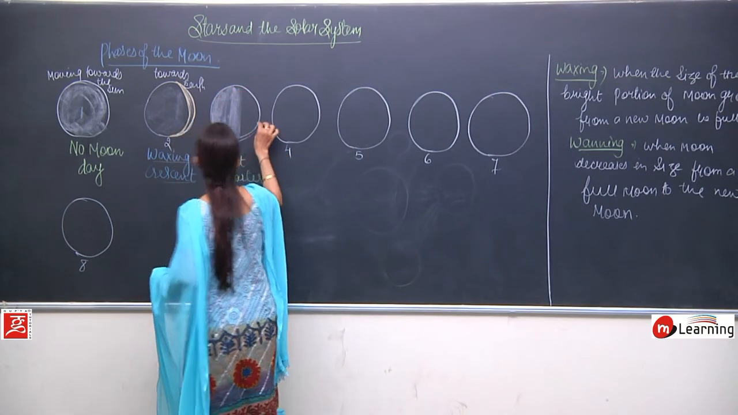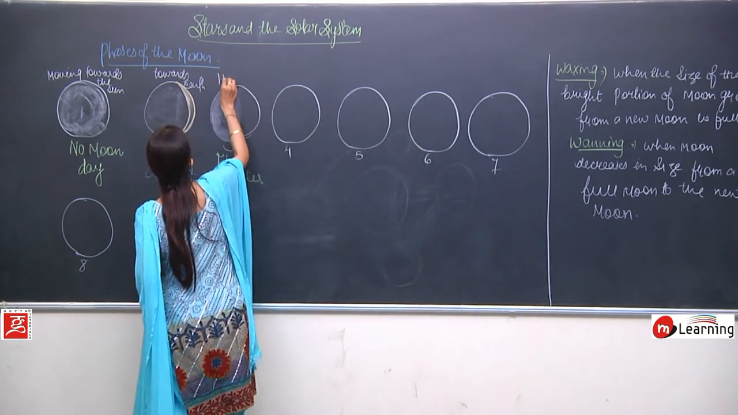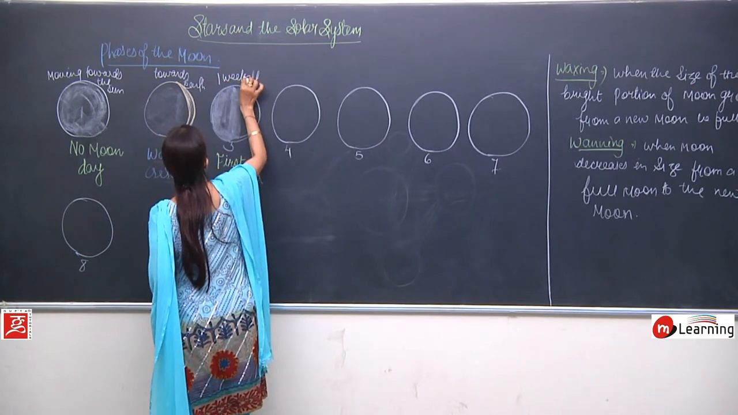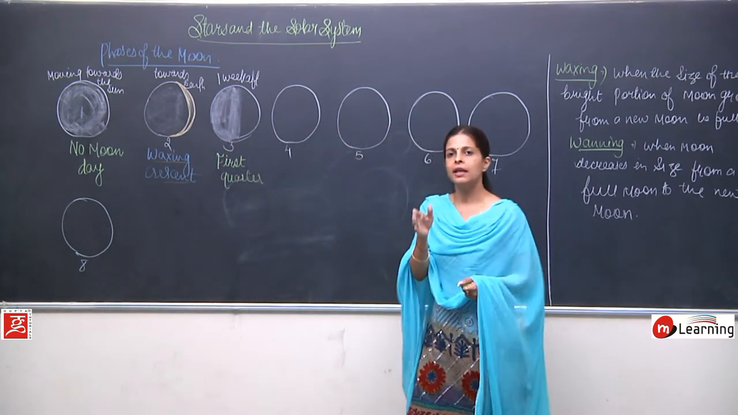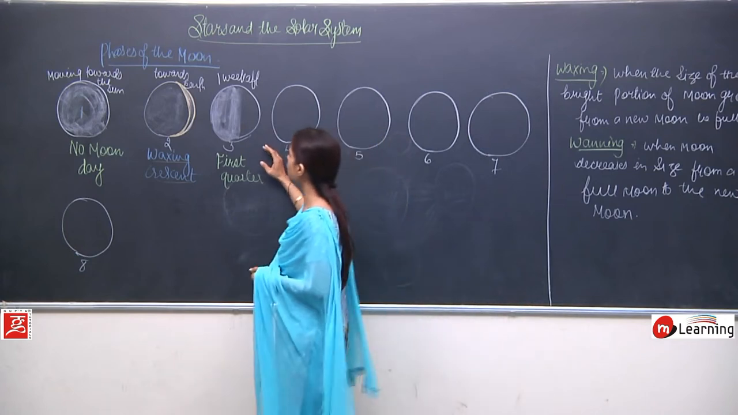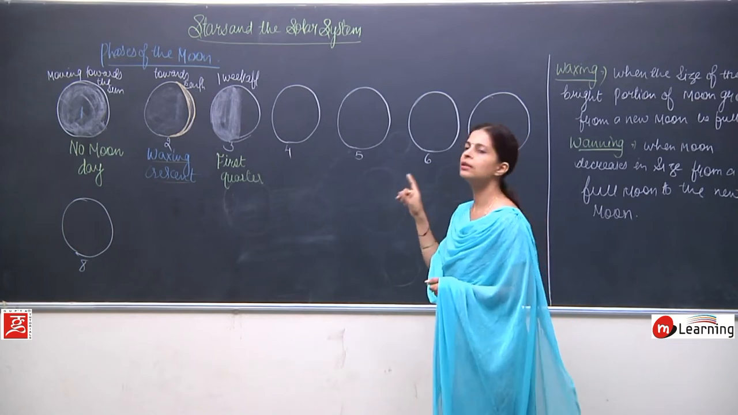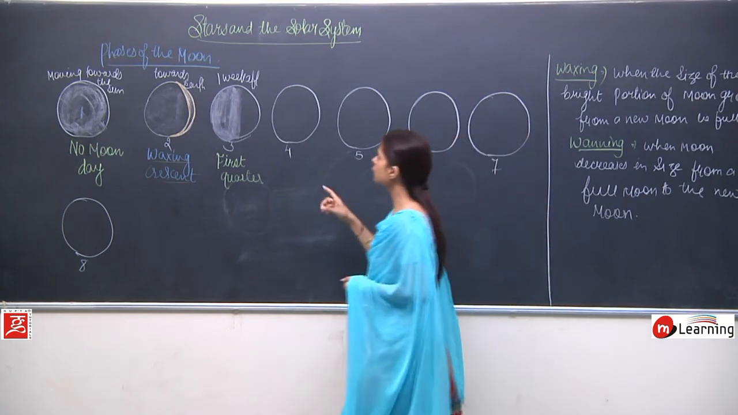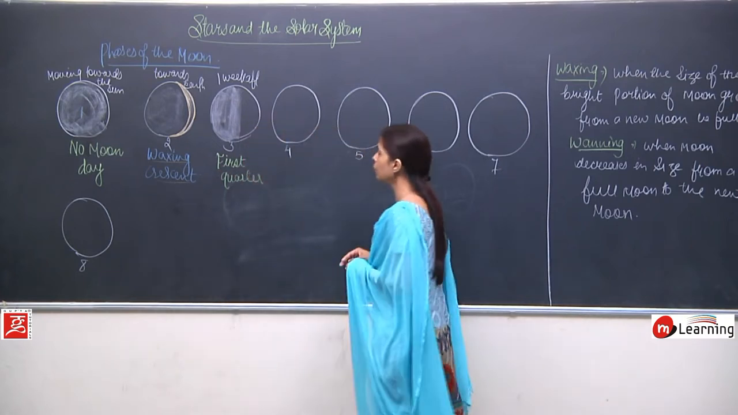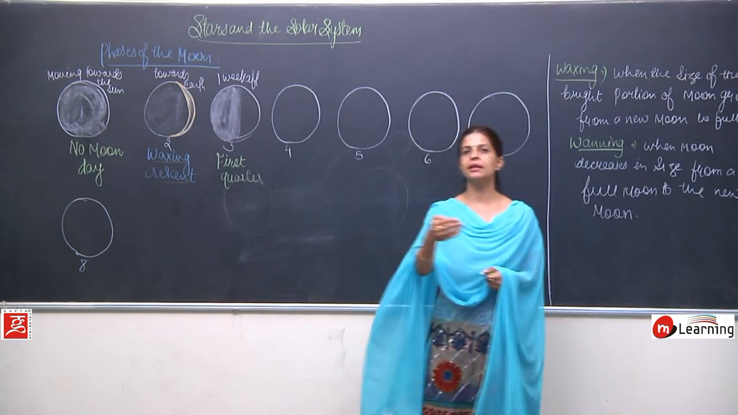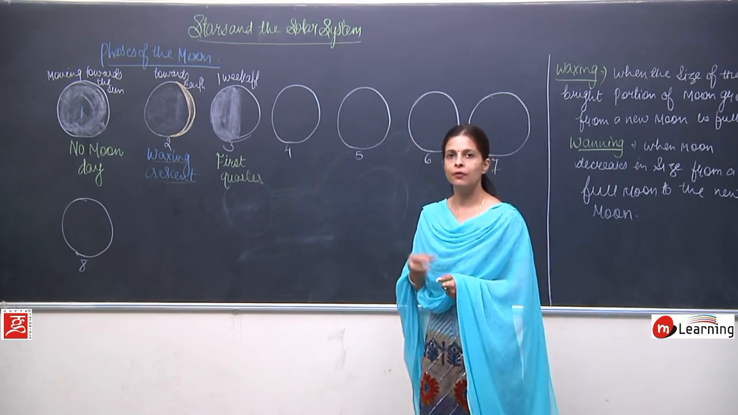Till here the quarter revolution of the moon is over, and this stage occurs after 1 week. 1 week after what? After no moon, like from no moon day, if we count 1 week, then the stage that will come is the first quarter. So after 1 week of no moon day, the first quarter arises, where the size of the moon increases from the crescent, and we can see a little bigger part of the moon. Now the motion is in continuation, it's moving towards the earth only. That is the reason more and more part of the moon will be visible.